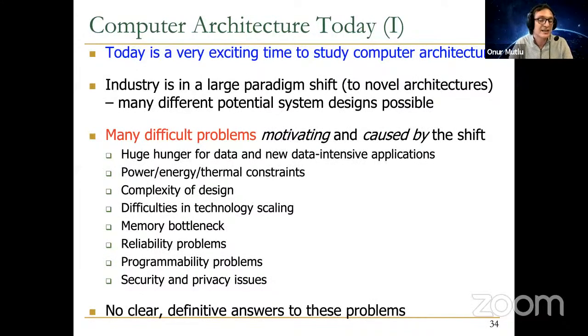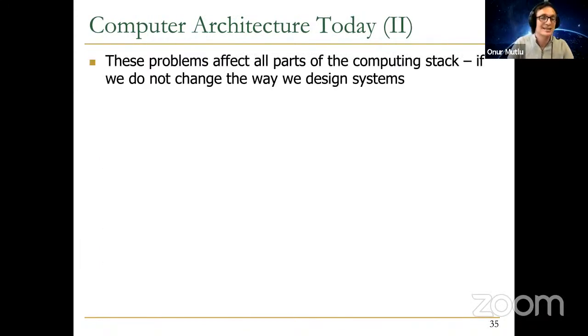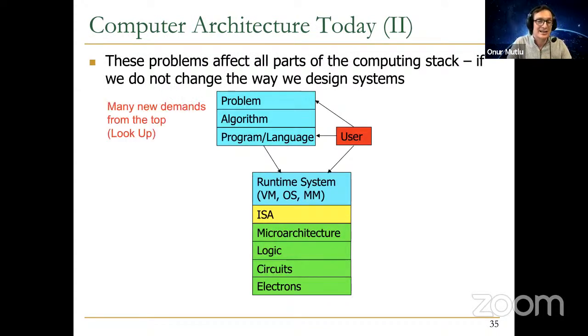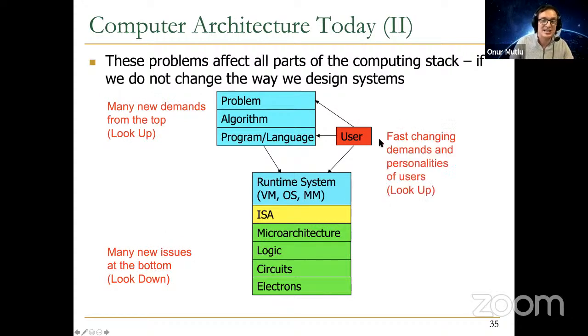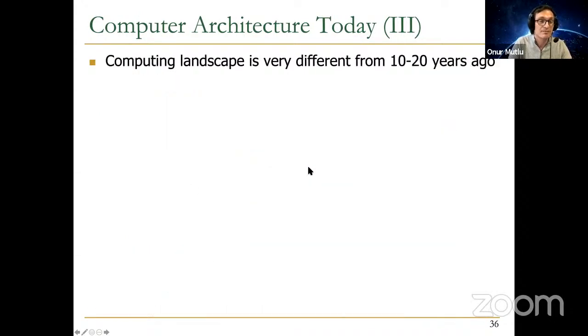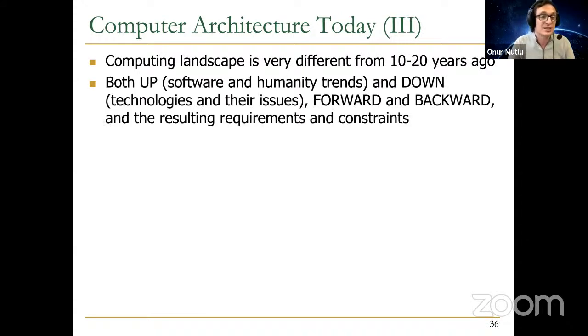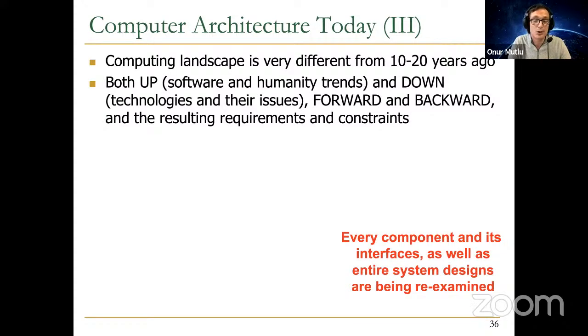But there are no clear, definitive answers to these problems. And you will see that in the papers we cover also. And these problems affect all parts of the computing stack. And it really affects the user. There are many new demands from the top. There are many new issues at the bottom. And there are fast changing demands and personalities of users. So essentially, we need to think about the user also. So as a result, the computing landscape today is very different from 10 to 20 years ago because applications as well as technologies are different. And every component and its interface, as well as entire system designs, are being re-examined.